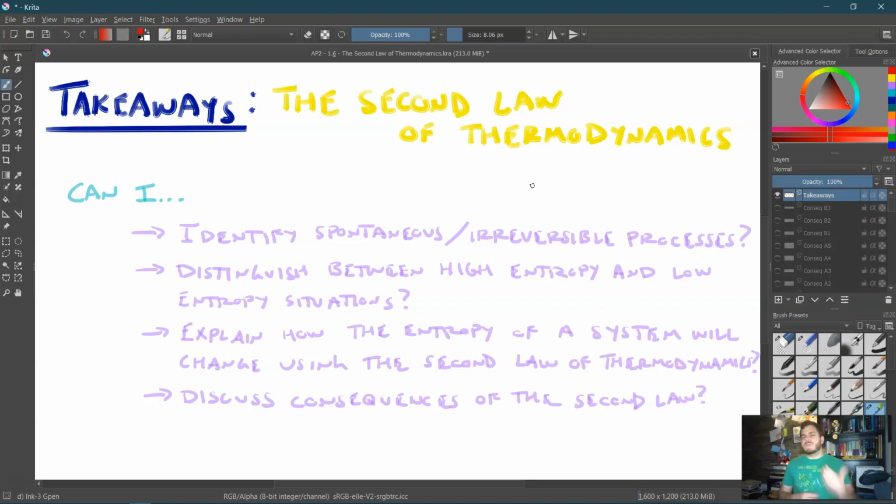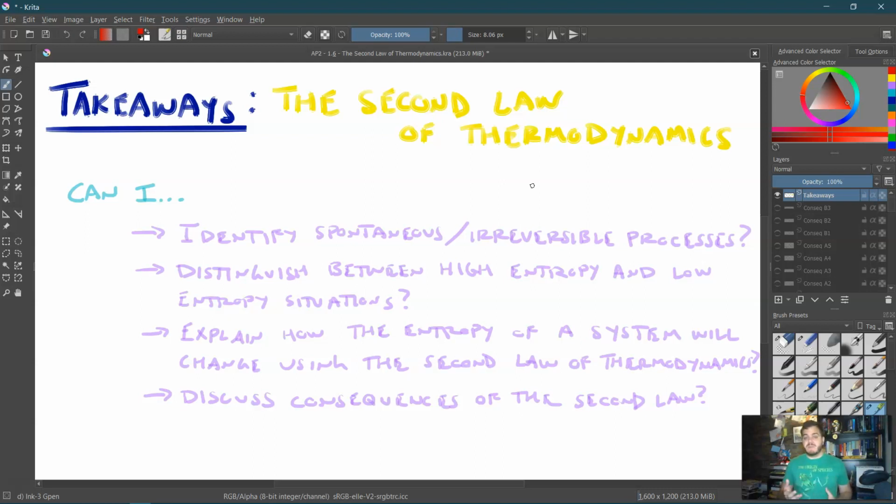So the big takeaways for the second law of thermodynamics are, first, can you identify spontaneous or irreversible processes? Spontaneous meaning that there is no work required for it to occur, it just happens naturally, and irreversible meaning that in one direction it's spontaneous, but in the other direction it is not. Can you distinguish between high entropy and low entropy situations? Now be careful. Remember, high entropy means high disorder or disorganization. Low entropy means low disorder or disorganization. It's very easy to get those mixed up.